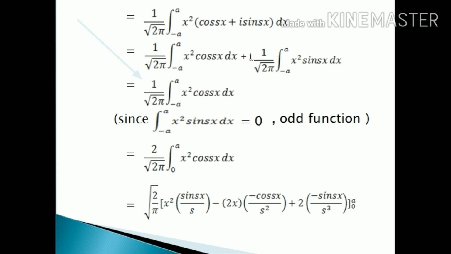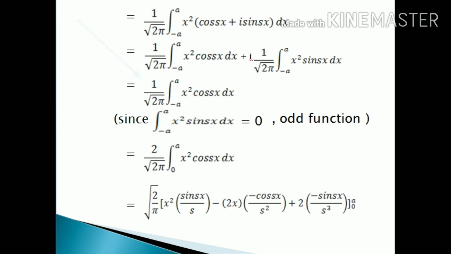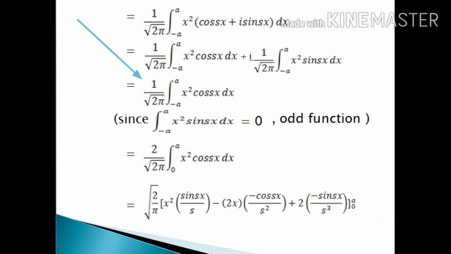Then evaluation using Bernoulli's formula. What is Bernoulli's formula? The integral of u dv is equal to u v1 minus u' v2 plus u'' v3 minus and so on. So that is equal to √(2/π) of, here which one is our u term? x squared is u and dv is cos sx dx. So first u, x squared, times v1. So integrate this term cos sx dx. The integration of cos sx is sin sx, and the coefficient of x is s, so divided by s.